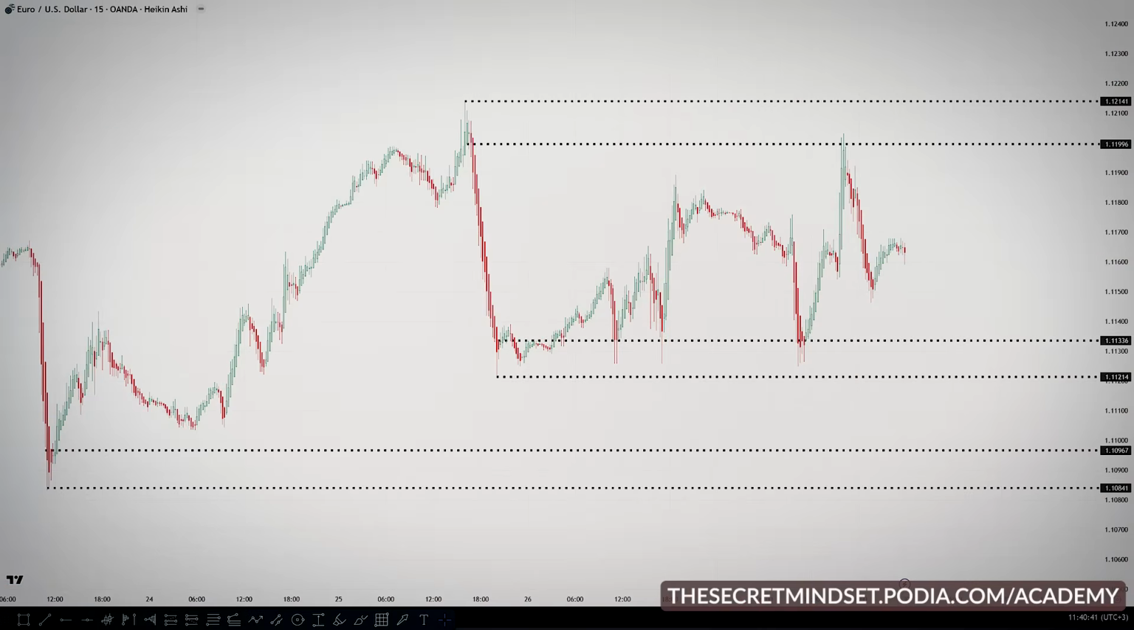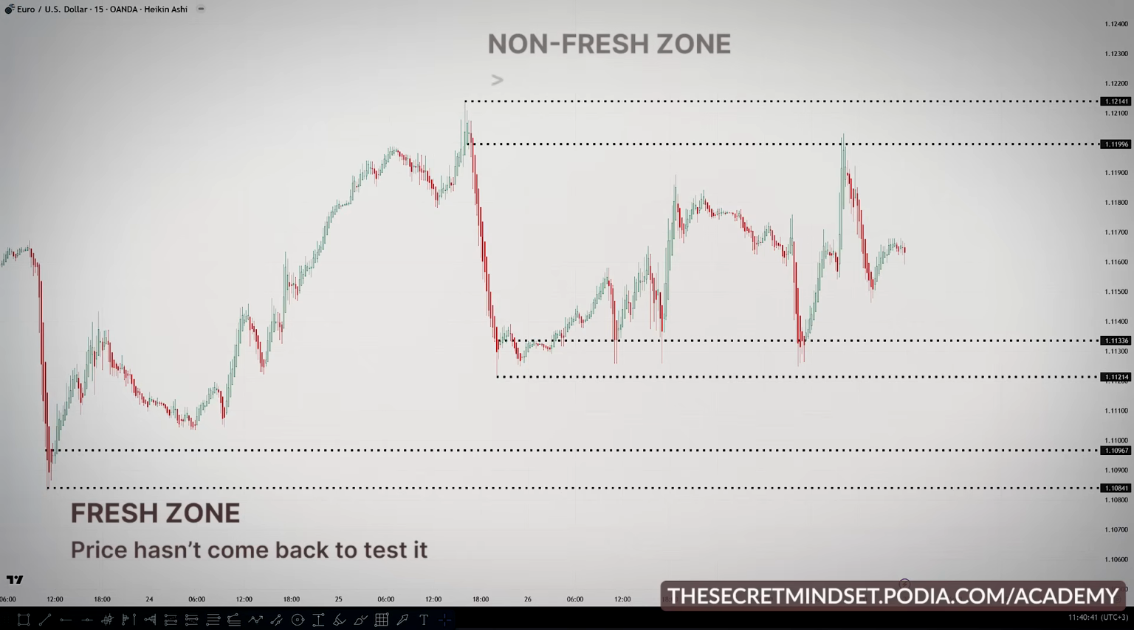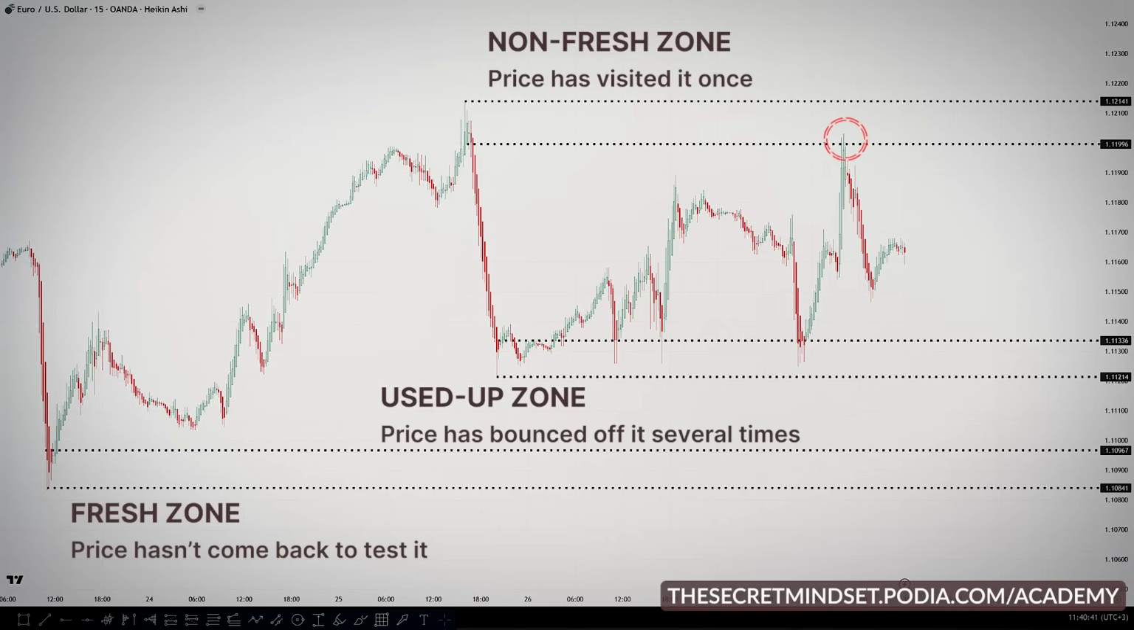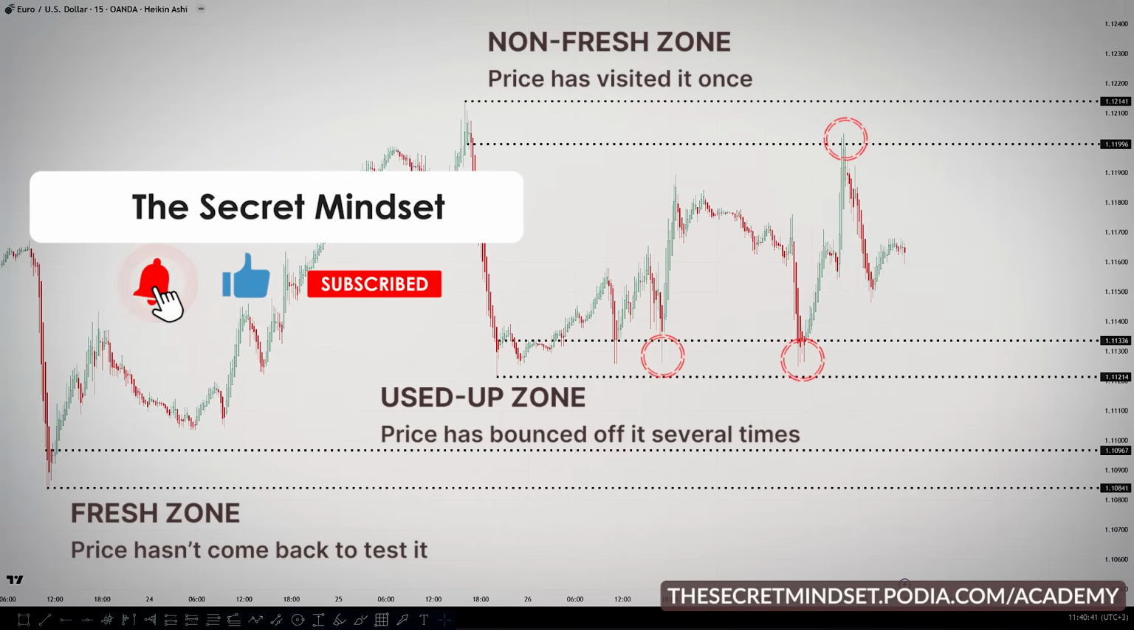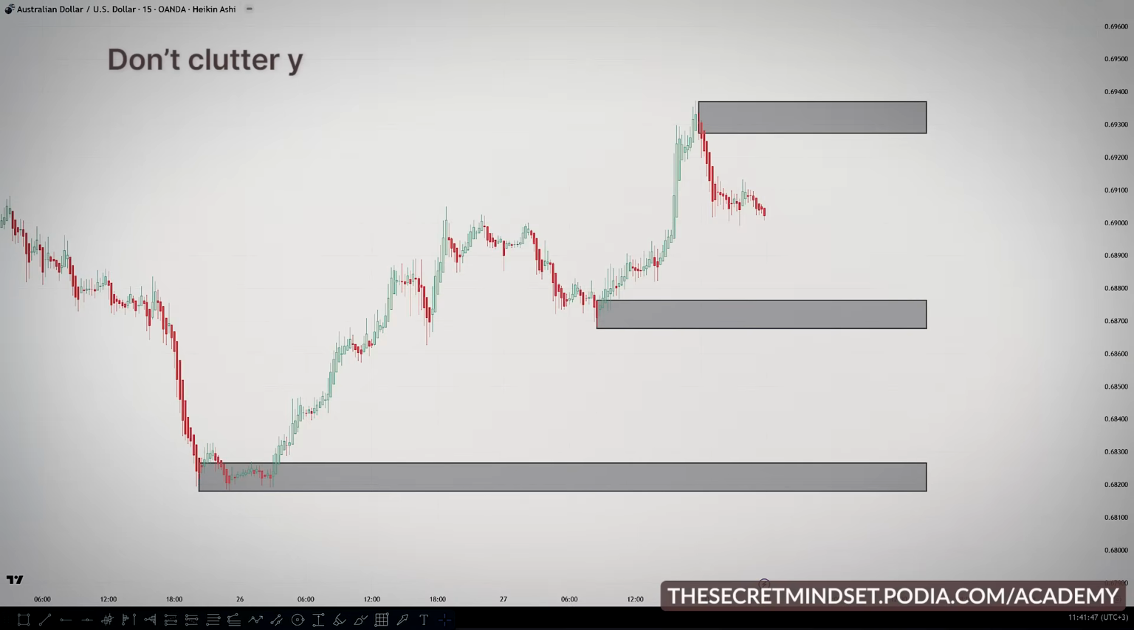These zones come in different flavors. First we have fresh zones. They haven't been touched yet. Price hasn't come back to test them. Then we have non-fresh zones. Price has visited them once. And finally, we have used up zones. Price has bounced off them several times. They're not great for big trades, but might work for quick in and out moves. When you're marking these zones, use a simple approach. Don't clutter your chart with too many zones.